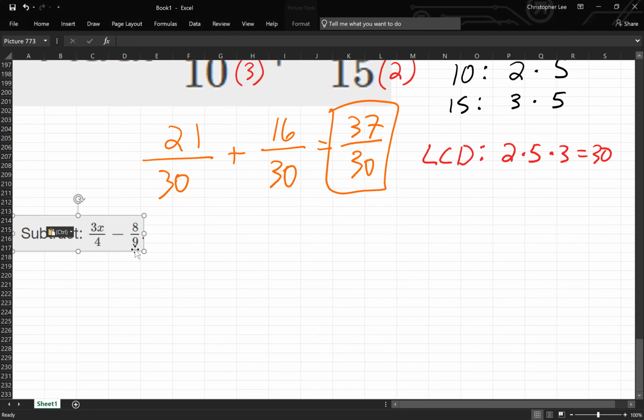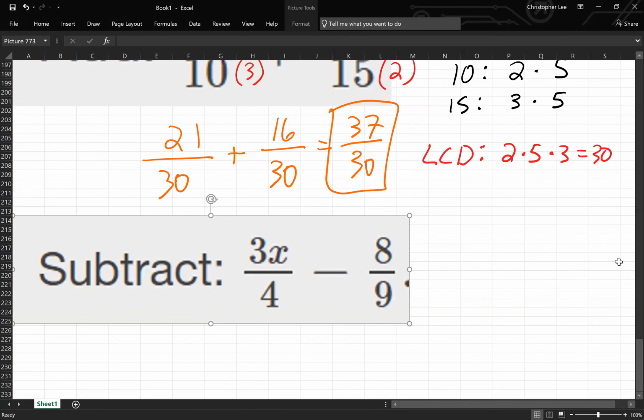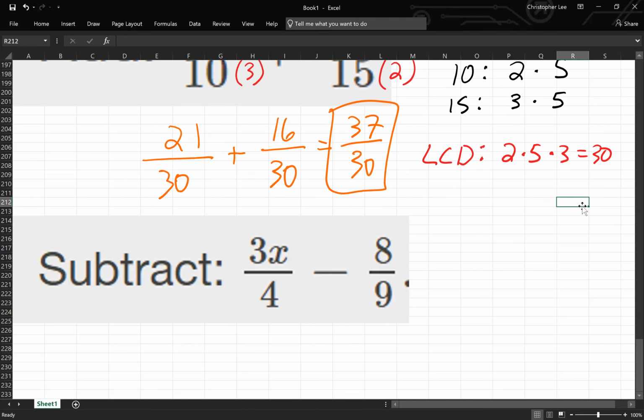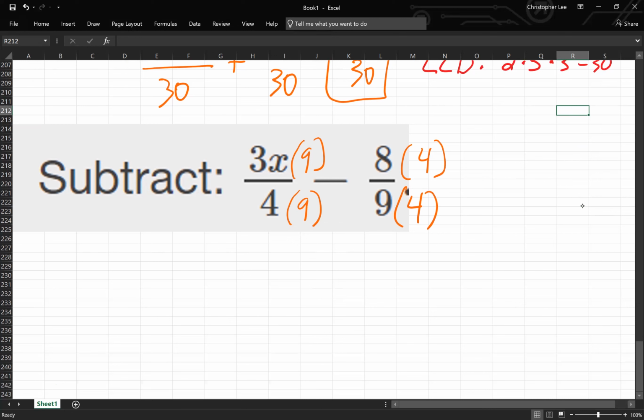Just to make me feel good. What about subtraction? How do we do that again? Same thing, right? What's the LCD here? 36, okay. How do I change the 4 to a 36? Exactly, but what I do to the bottom, I gotta do to the top. What about the 9? How do I change that into 36? By 4, right? What I do to the bottom, I gotta do to the top.